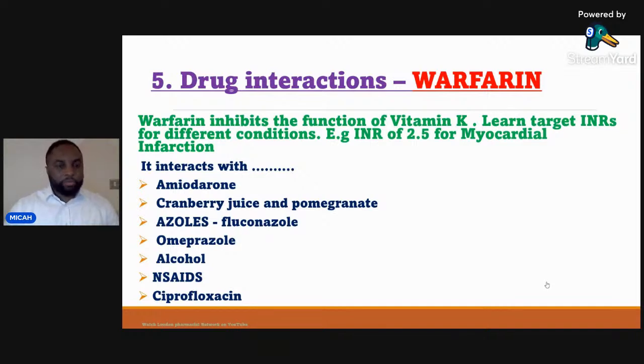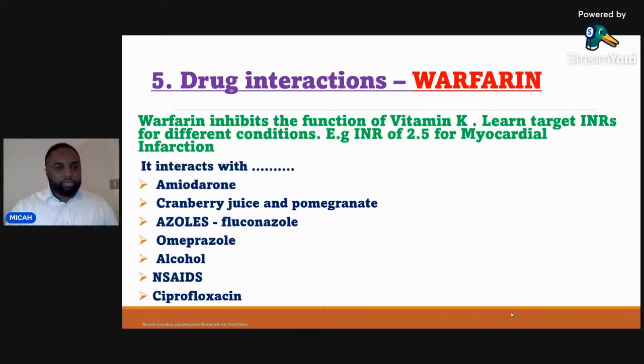Warfarin can interact with cranberry juice and pomegranate. Cranberry juice should be avoided by patients who are on warfarin. Also, patients who are on warfarin should have green leafy vegetables in moderation. And the reason is because green leafy vegetables contain high levels of vitamin K. So for that reason, they shouldn't stop their green leafy vegetables completely, but it's important that they have it in moderation.